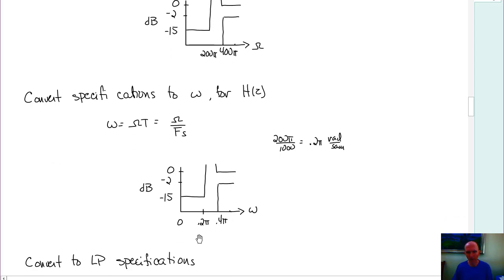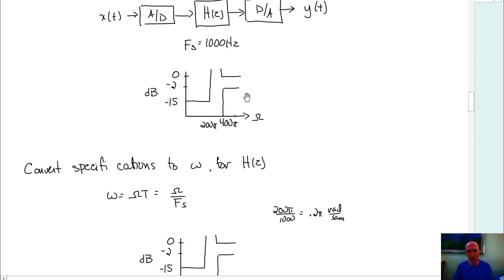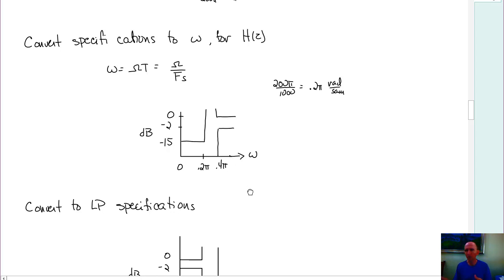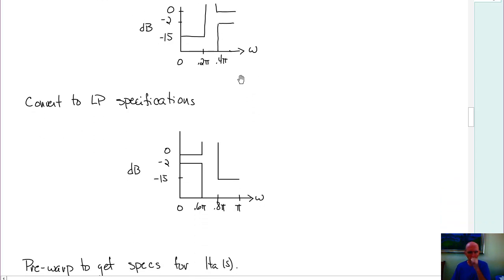200 pi, 400 pi become 0.2 and 0.4 because the sampling frequency is 1000 hertz. So we want a filter for these specifications. We need to convert it to low-pass filter specifications. So that's the first thing we do. 0.4 pi becomes 0.6 pi, 0.2 pi becomes 0.4 pi, and 0 becomes pi.